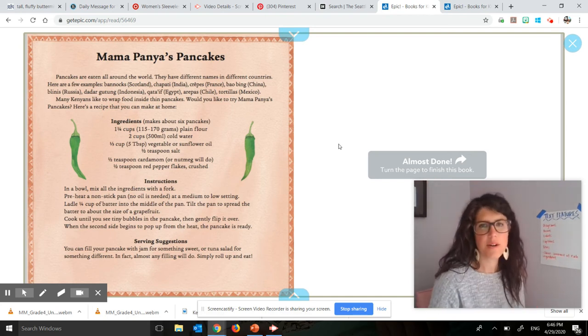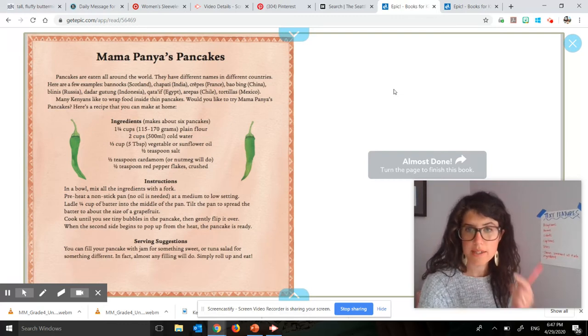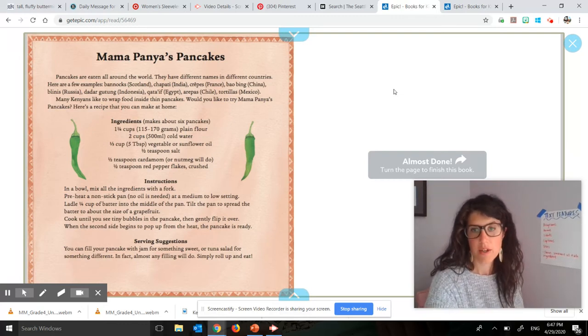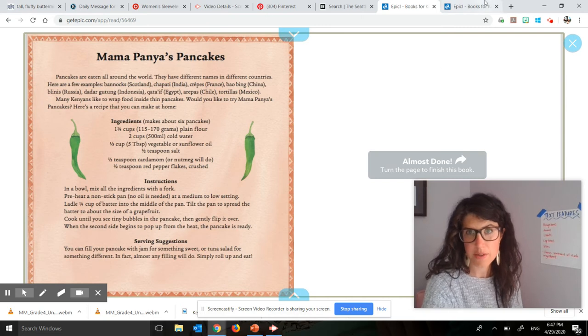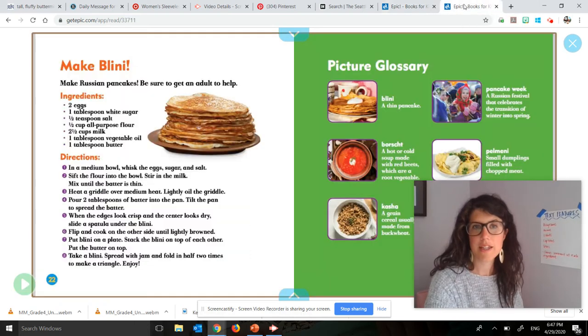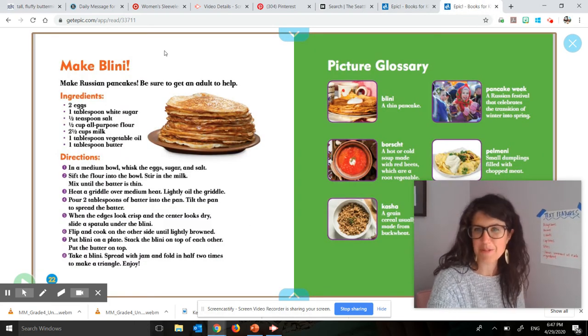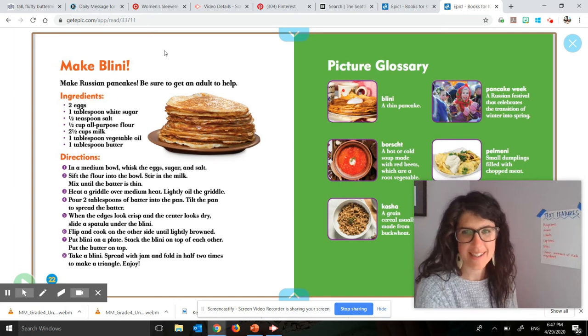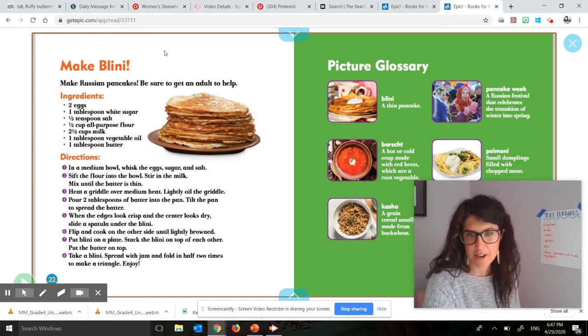Okay, so now I'm going to look at a different recipe. And for this next recipe, I also want you to be thinking about what makes this recipe easy to follow or not easy to follow. And also, how is this recipe similar to or different from the Mama Panya's pancakes recipe? So this is a bellini, which the last book said is a version of pancakes that are made in Russia. So I'm going to read this.